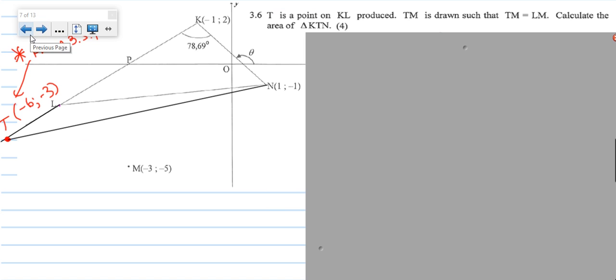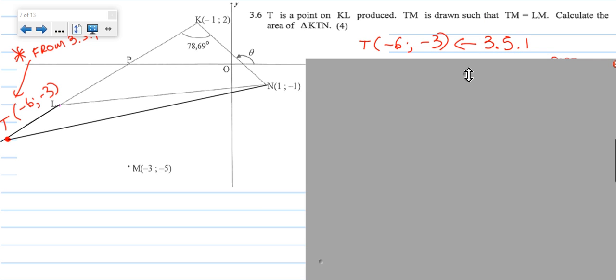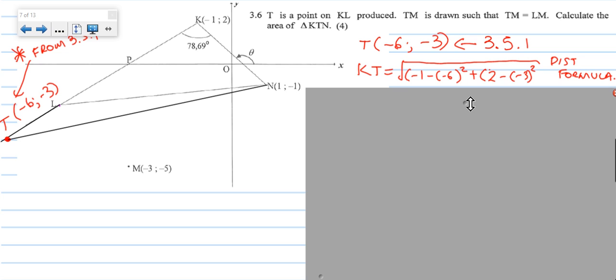So your last question depended on us getting T, which is from 3.5, which will be discussed in the classroom after we do circles. So T is (minus 6; minus 3). Now they want us to find the area of triangle KTN. And for KTN, firstly, we're going to use the area rule because we have an angle. We know that side which we calculated earlier.